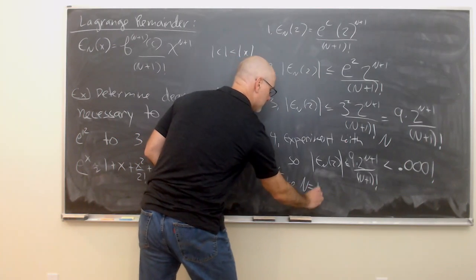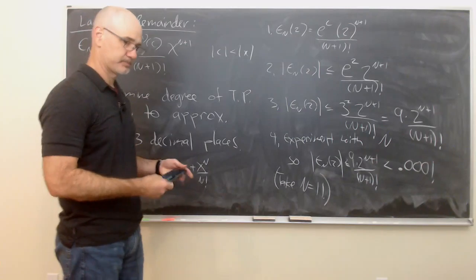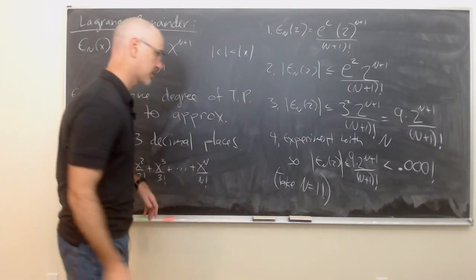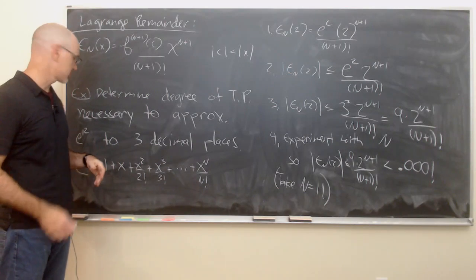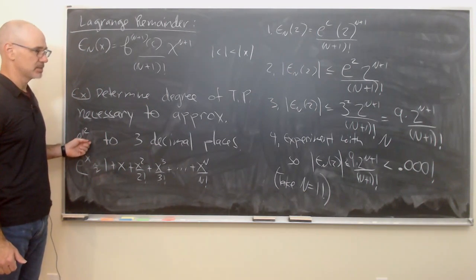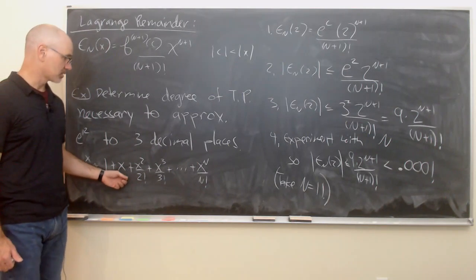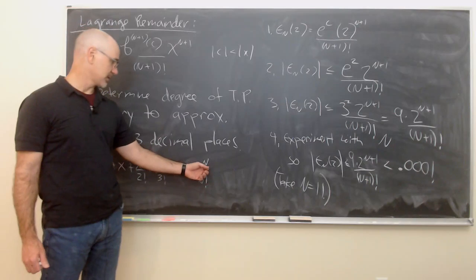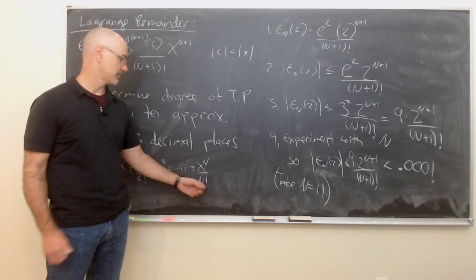So n equal to 11. All right, so the result of all of this work is that we could know before even doing the approximation that if we want at least 3 decimal places of accuracy in an approximation to e squared, we would have to use a Taylor polynomial that goes out to at least the x to the 11 over 11 factorial term.